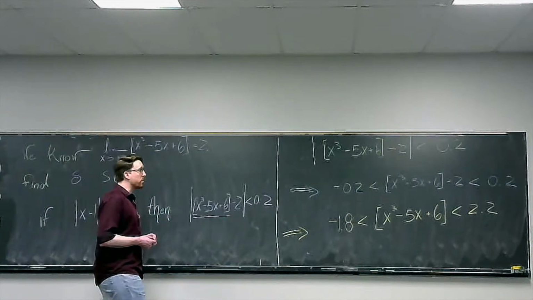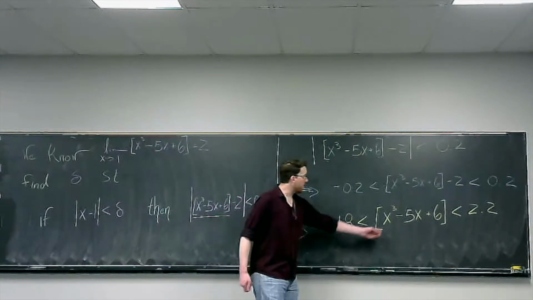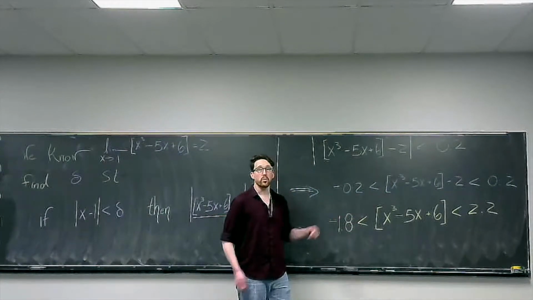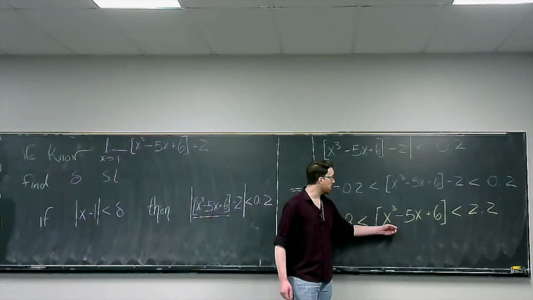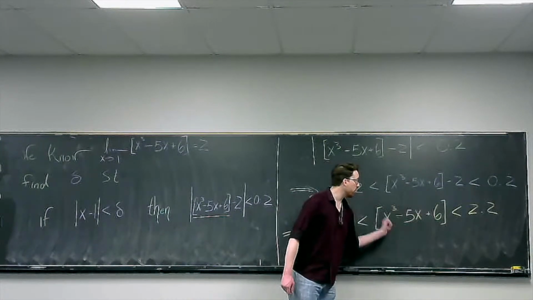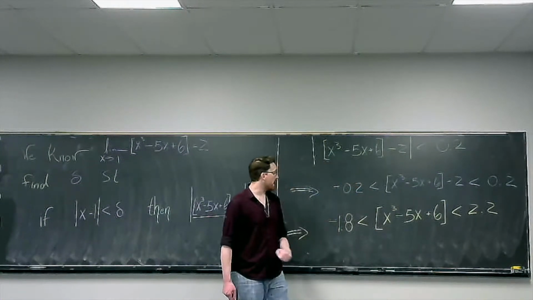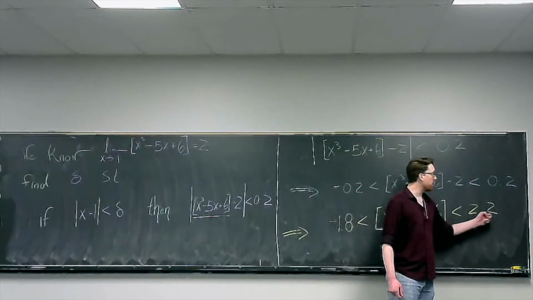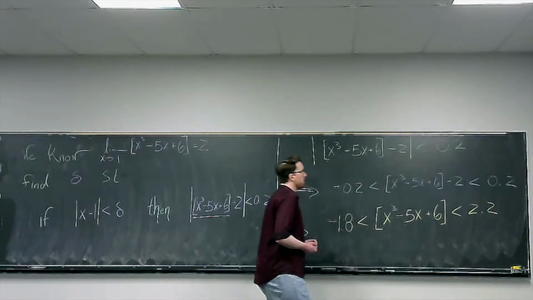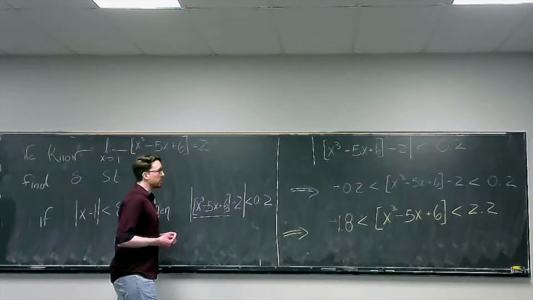The next thing we need to do is find the x values that satisfy those two conditions. We need to find the x values such that when you pass x through this, it comes out to be negative 1.8. And when you pass x through this, it comes out to be 2.2. That's what we need to do next.